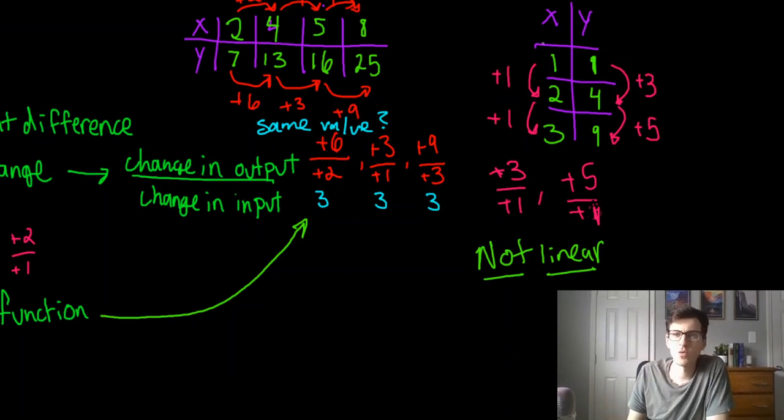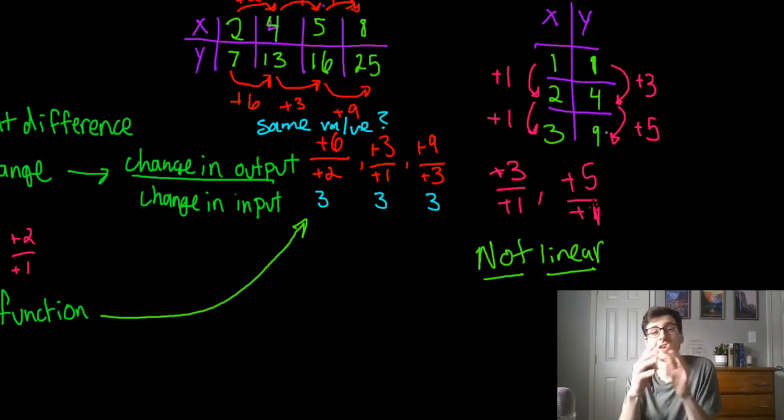Now, you might see that 1 times 1 is 1, 2 times 2 is 4, 3 times 3 is 9. That is a type of function. It is a function, and we call that a quadratic function, but it's not linear, okay?